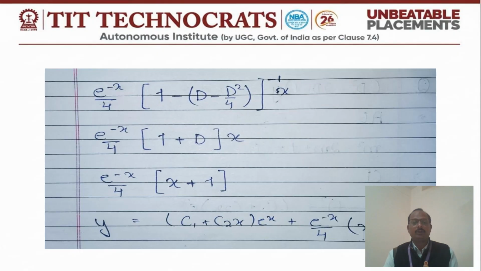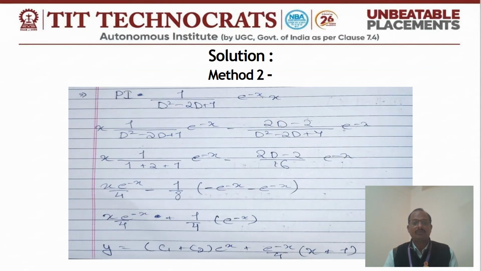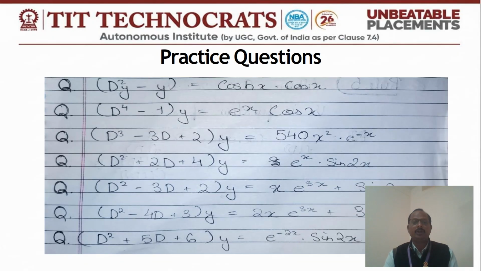Then again, by using the binomial, you can get the solution and distribute the x inside the expression. So you will get y is equal to CF part plus PI part. So again here, PI is equal to 1 upon d square minus 2d plus 1 e to the power minus x. So in this case, you have to distribute x towards the left hand side. Then you have to keep the solution according to the given procedure. We have already discussed in the previous slides. So follow these steps and you will get the solution of y equal to CF plus PI.